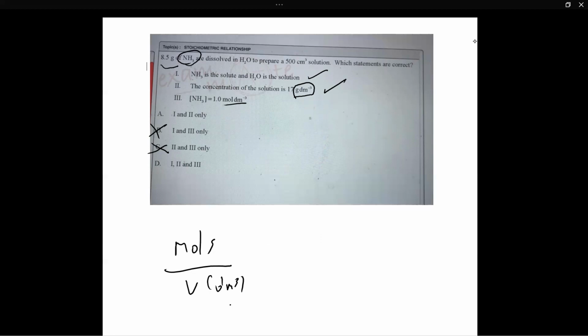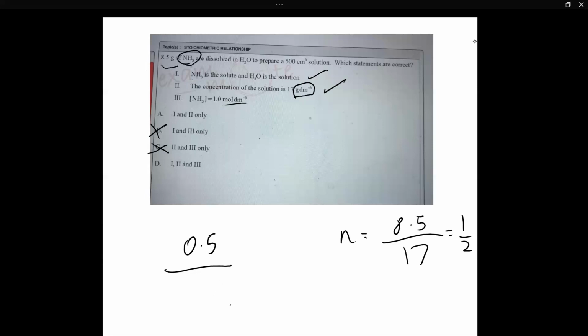So how many moles of NH3 are there? As you know, number of moles is equal to the mass of the substance divided by its molar mass. Molar mass of NH3 is 17, and 8.5 is exactly 1/2 of 17. So the number of moles is 1/2, or 0.5. And the volume in decimeters cubed is still going to be 0.5, as I showed you, and this is also equal to 1. So as you see, it doesn't matter which method you use, you end up with the same answer.